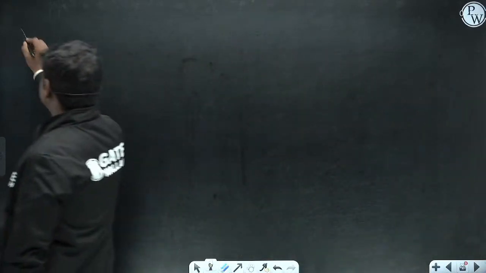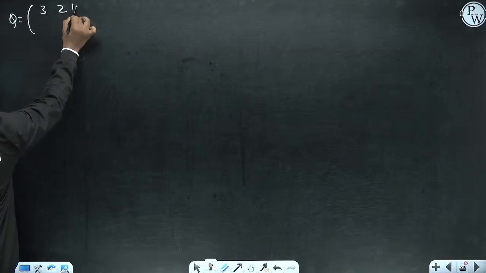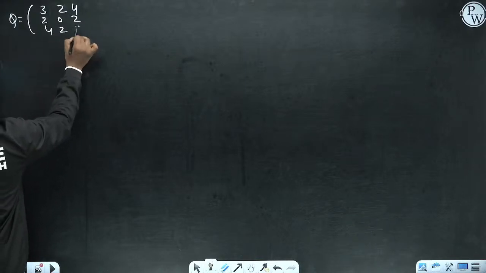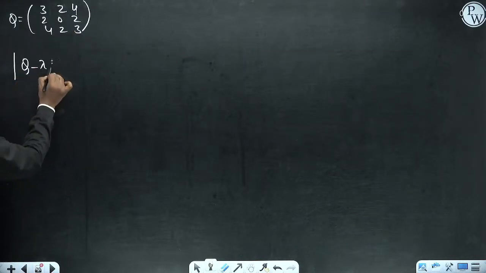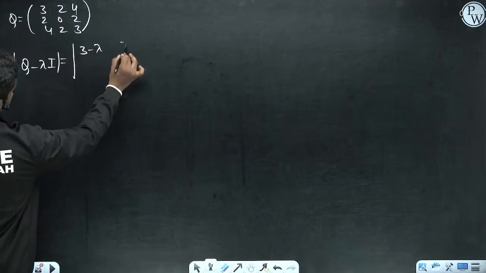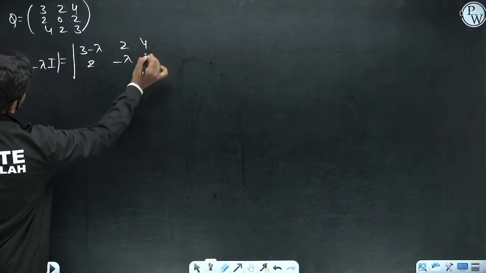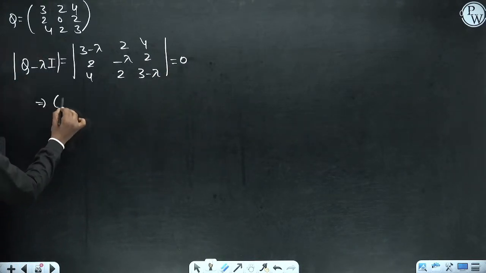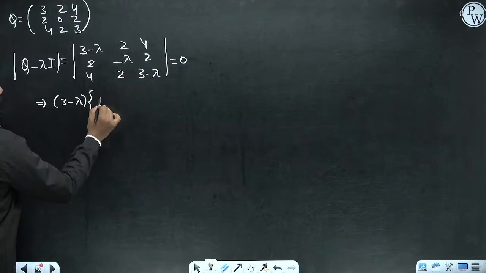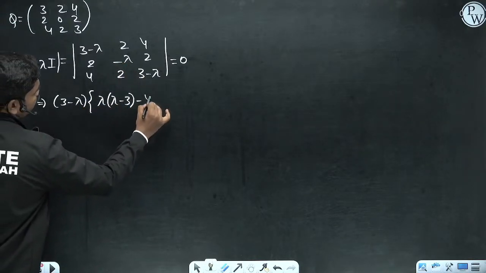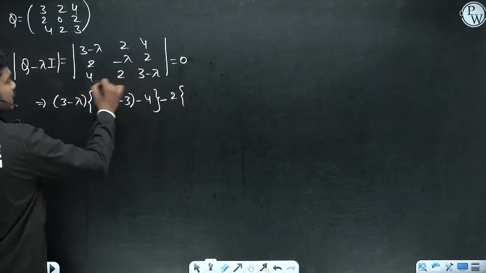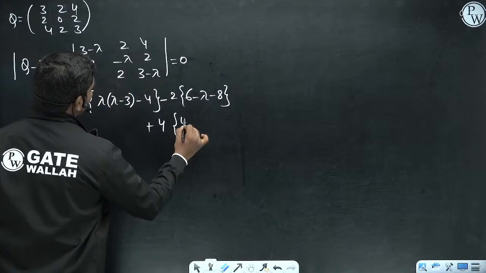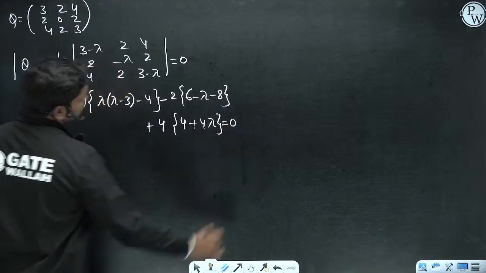So first of all, Q is 3 2 4; 2 0 2; 4 2 3. So what are its eigenvalues? Determinant of Q minus lambda I is equal to |3 minus lambda, 2, 4; 2, minus lambda, 2; 4, 2, 3 minus lambda|, and this is equal to 0. So this implies (3 minus lambda) times (lambda into (lambda minus 3) minus 4), minus 2 times (6 minus 2 lambda minus 8), plus 4 times (4 plus 4 lambda) equals 0. So this is what you have.